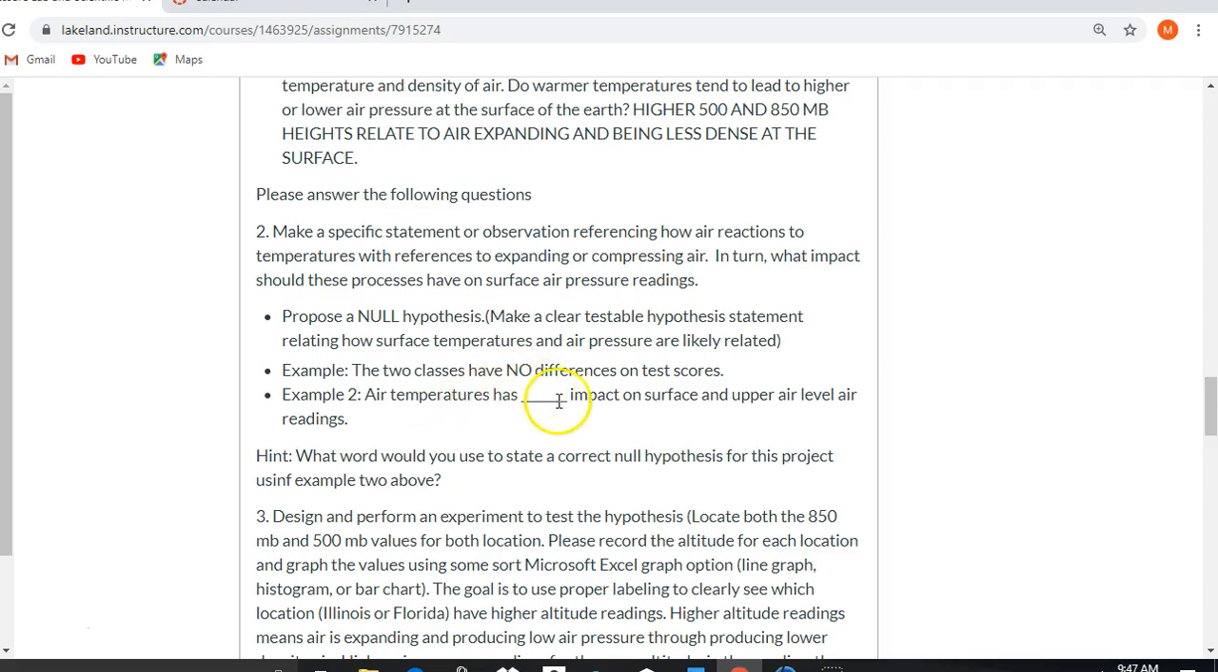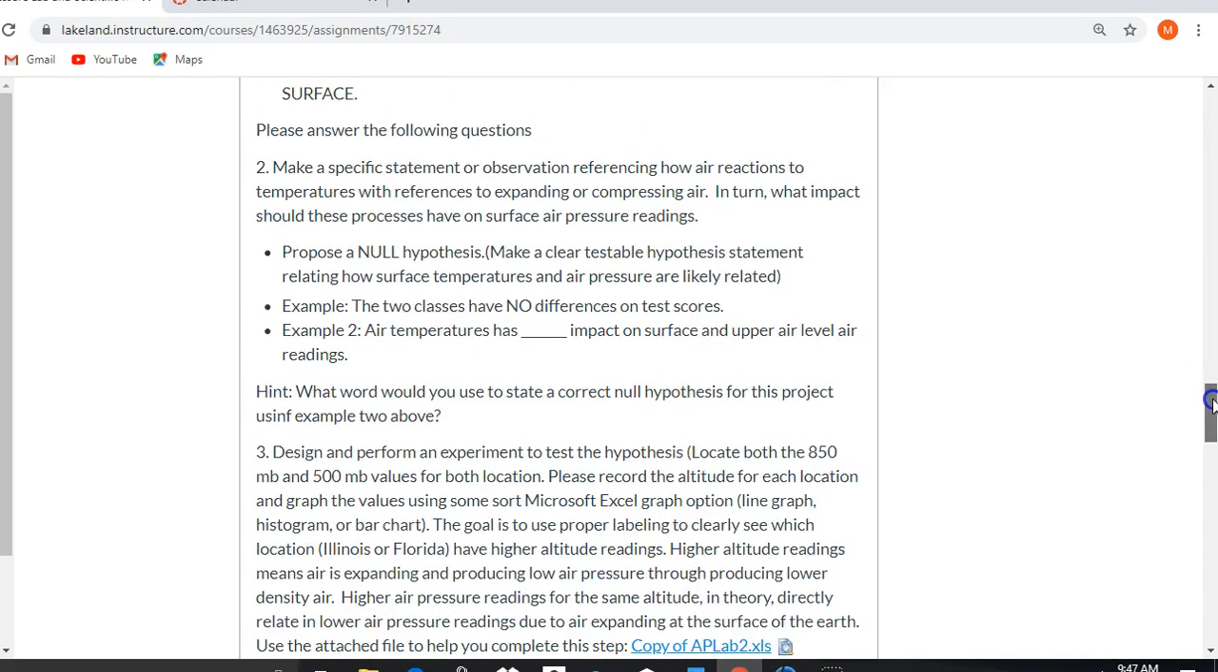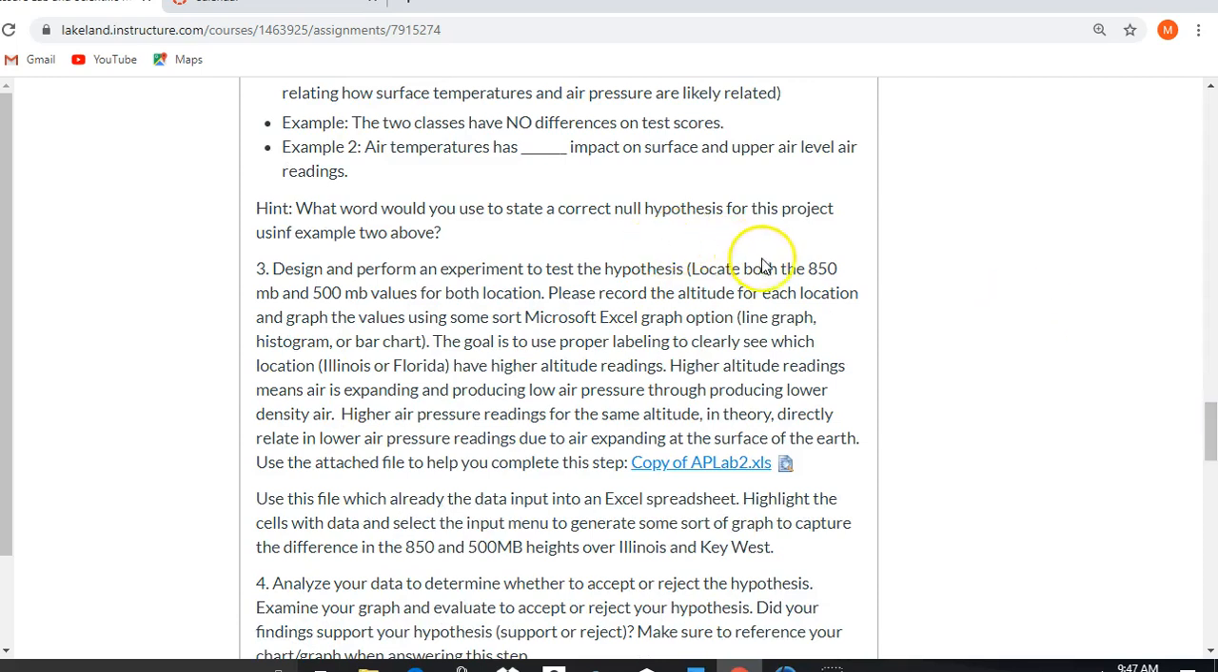Air temperature has blank impact on surface and upper level air temperature readings between Key West, Florida and Lincoln, Illinois. And you should very clearly, all you have to do there is either write has no difference, has no impact, or has major impacts on surface and upper level air pressure readings. Remember that this is a null hypothesis, and we want to test this, so by reading the statement, it should be very clear what the word is. You should be able to plug in there. After you make a hypothesis, then you go out there and actually collect data. I want you to look at the 850 and 500 millibar heights.